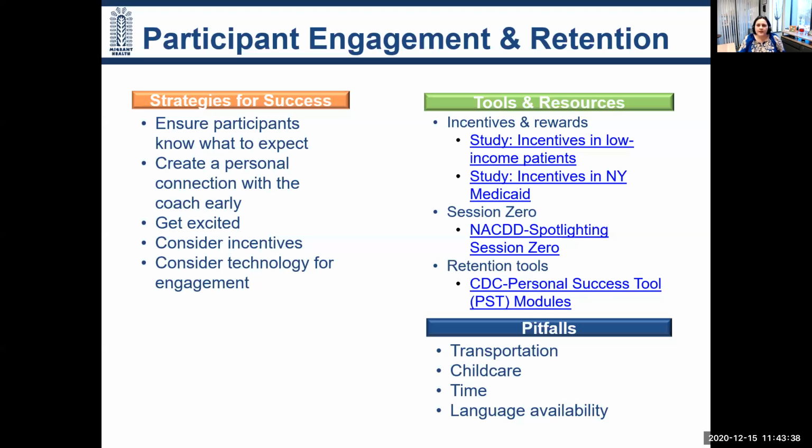Some of the tools and resources, again, that were provided by some of the partners here: incentive programs or studies to show that incentives work. So we listed some of these here. NACDD also has some spotlights on what to do for certain sessions. And then the retention tools that CDC has put together are really personal success tools that you can use to implement within your program if you're seeing that some people are falling off.